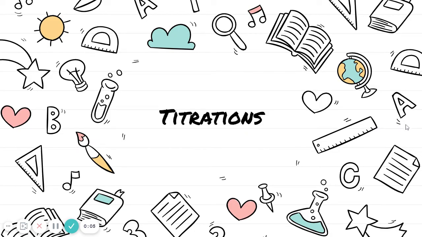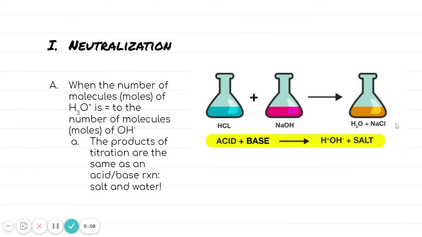Titrations. Titrations are using acids and bases to determine unknowns. So it is still an acid-base reaction. We have some acid, some base, and we are producing water and a salt.